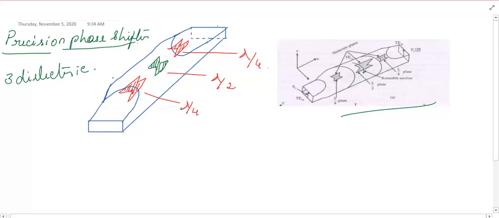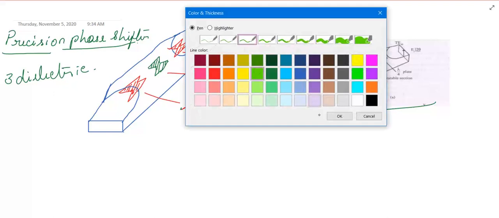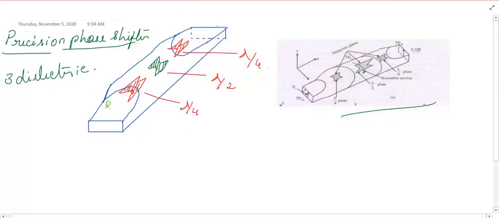Again, as we had seen in our previous classes, there will be different transitions. Here it is RC1, rectangular to circular transition. Here it will be RC2, again a rectangular to circular transition. This end I can say is our port 1, and this will be our port 2. The lengths are L by 4, L by 2, and lambda by 4. In turn, we consider this as length L, this we will get as 2 times L, and this as a single time L.